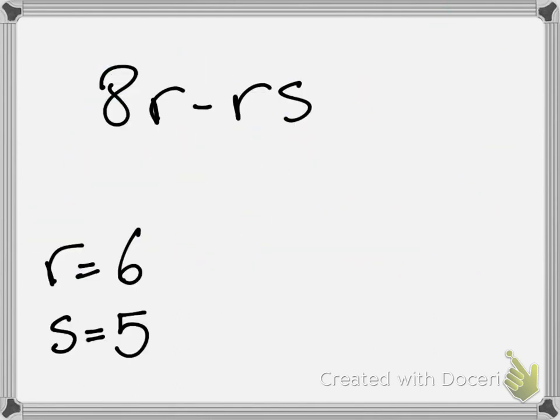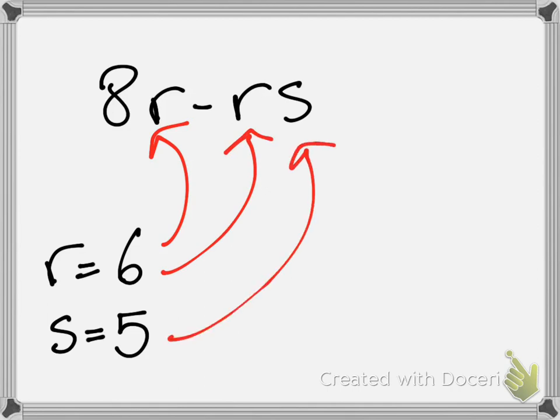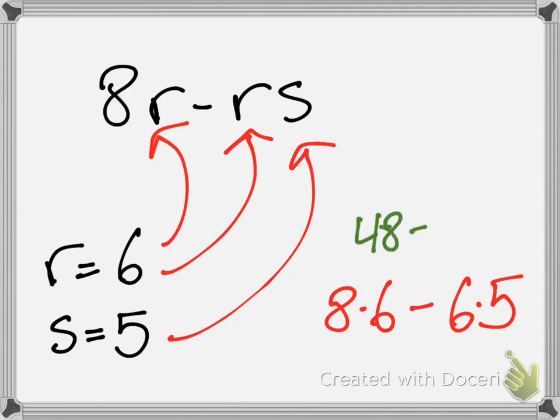The same steps are followed here. So we have 8 times 6 minus 6 times 5. 8 times 6 is 48. 6 times 5 is 30. So our answer is 18.